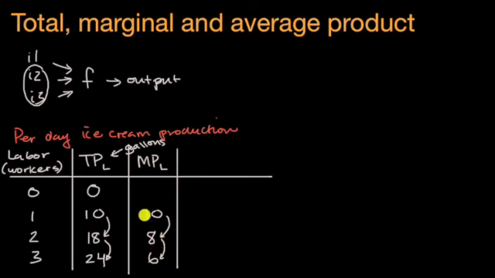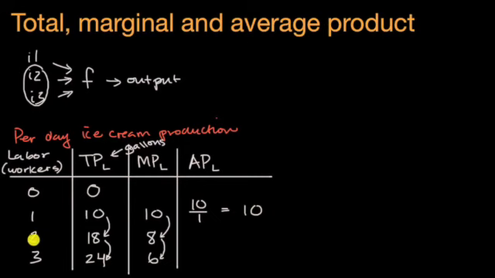Now the last concept I'm going to introduce you to in this video is that of average product. This is average product as a function of labor, so AP for average product. All that is our total product divided by our labor. So over here, when we have 1 worker, our total product is 10 gallons, and we're going to divide that by 1 worker. So our average product per worker is going to be 10 gallons.